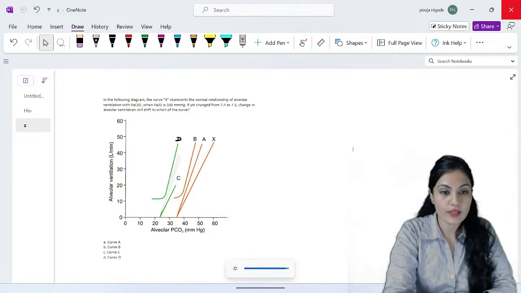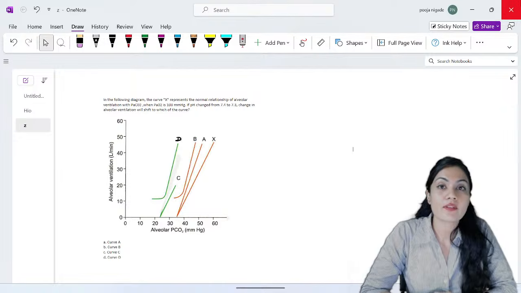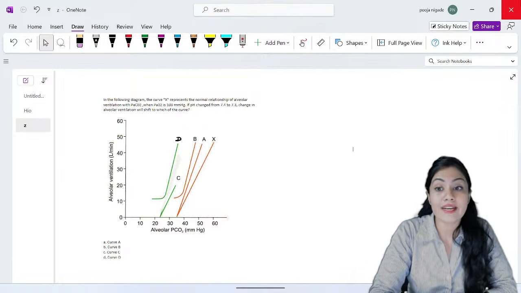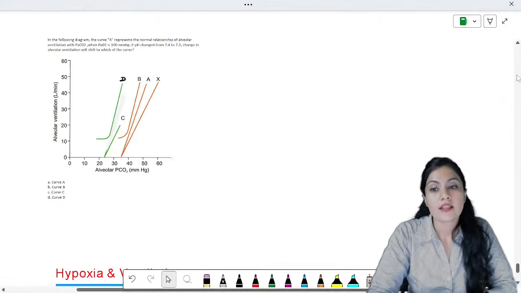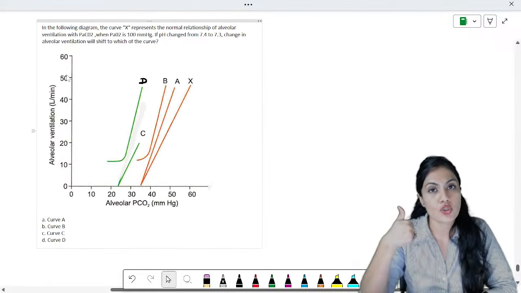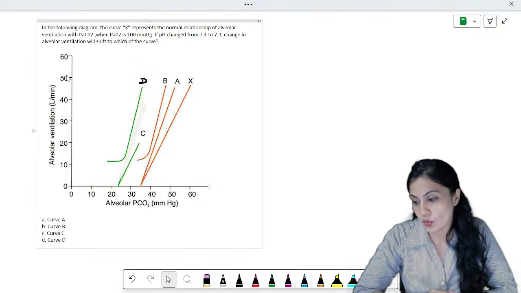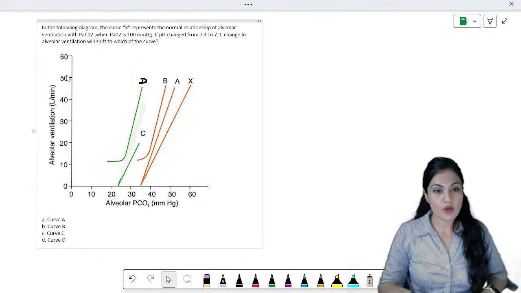Hello everyone, very good evening. My name is Dr. Pooja, your own physiology faculty, and today we are going to discuss the ventilation curve, right? That means the correlation of ventilation with oxygen, carbon dioxide, as well as the pH. So let's talk about this.